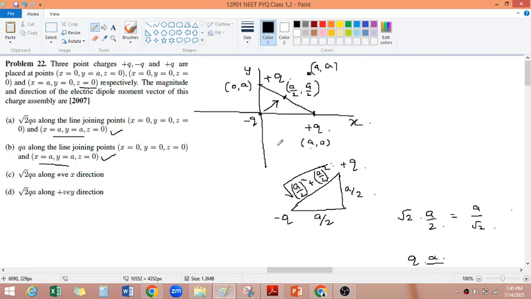Problem number 22. Okay. Yeah, actually it is minus 2q. It's a mistake there. So since it is minus 2q, resultant will be.